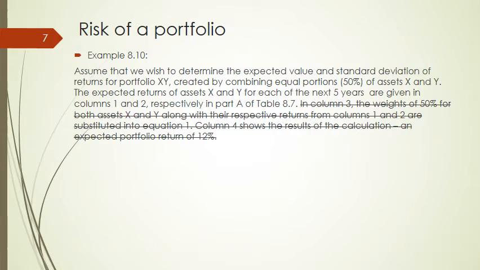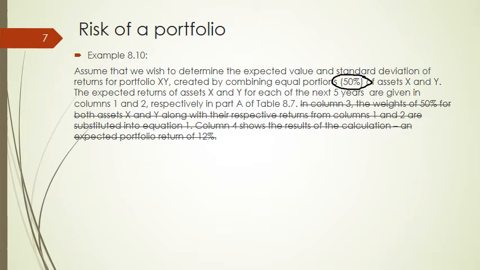In order to show how these two concepts, expected return and standard deviation, apply in a more practical setting, I refer you to example 8.10 in your textbook, which is page 314 of the second edition. You can follow there and read there. What I shall do is read this example before doing it with you and highlight some of the important points. Assume that we wish to determine the expected value and standard deviation of returns for portfolio XY. This portfolio is created by combining equal portions of assets X and Y. Equal portions, so that's important. It's quite straightforward: that obviously means 50%. So 50% of the portfolio comprises asset X and 50% comprises asset Y.